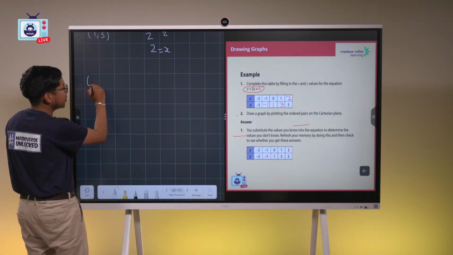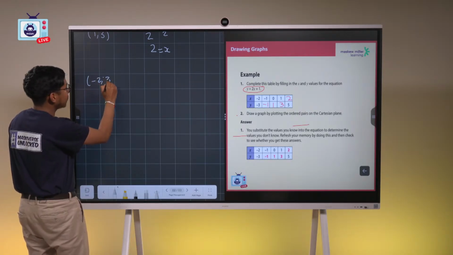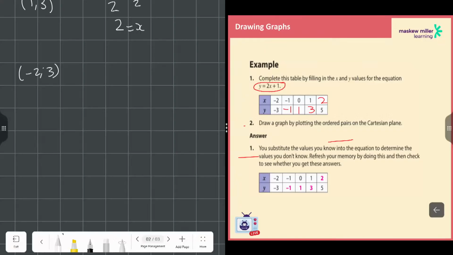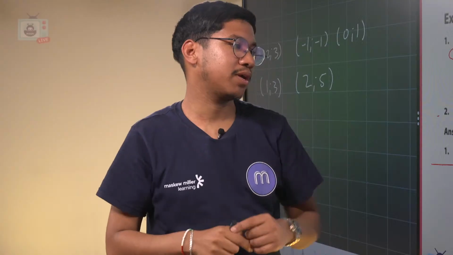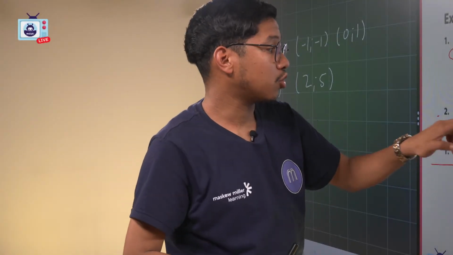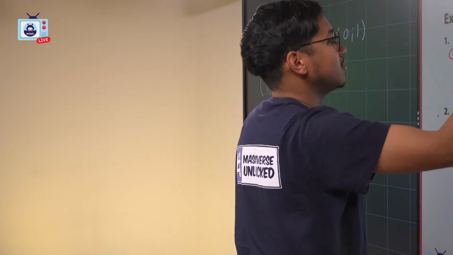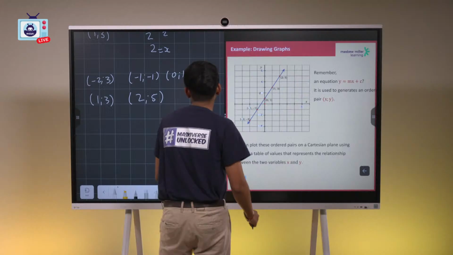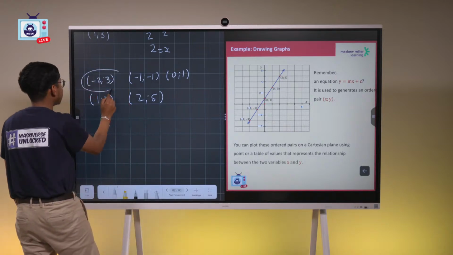So my first point is negative 2 and negative 3. Can you see here? Where x is negative 2, y is negative 3. And then I have negative 1 and negative 1. And then I have 0 and 1, and then I have 1 and 3, and then I have 2 and 5. And our responsibility now is to plot these points on the Cartesian plane, right? And then eventually draw the graph. So let's go to the next slide and see. There we go. So look at the first point, boys and girls.